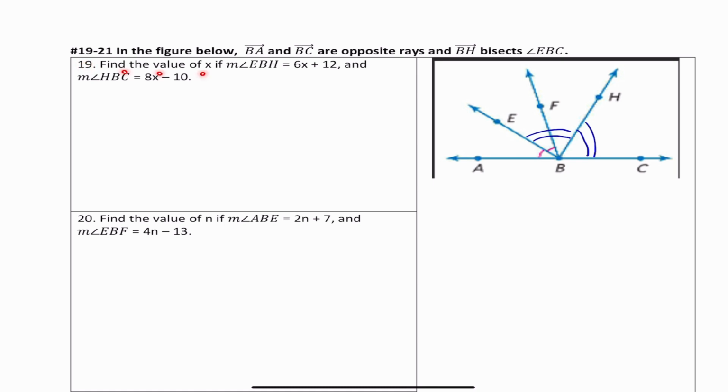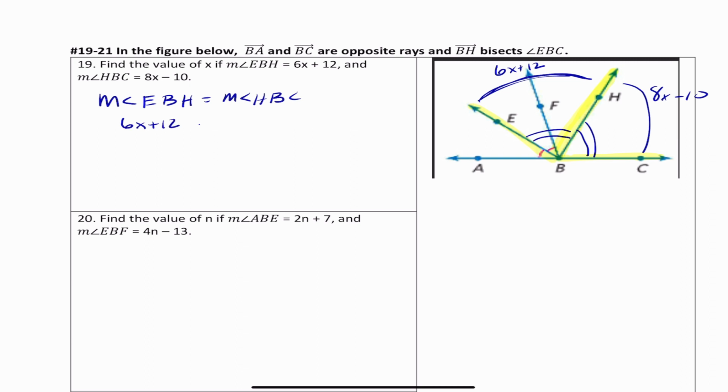Number 19, find the value of x if the measure angle EBH, so EBH is this thing here, in yellow, that is 6x plus 12. And then the other one here is HBC, that is 8x minus 10. So since they are congruent, that means I can set them equal to each other. So I say measure angle EBH is equal to the measure angle HBC. And then I'm going to replace that: 6x plus 12 is equal to 8x minus 10.